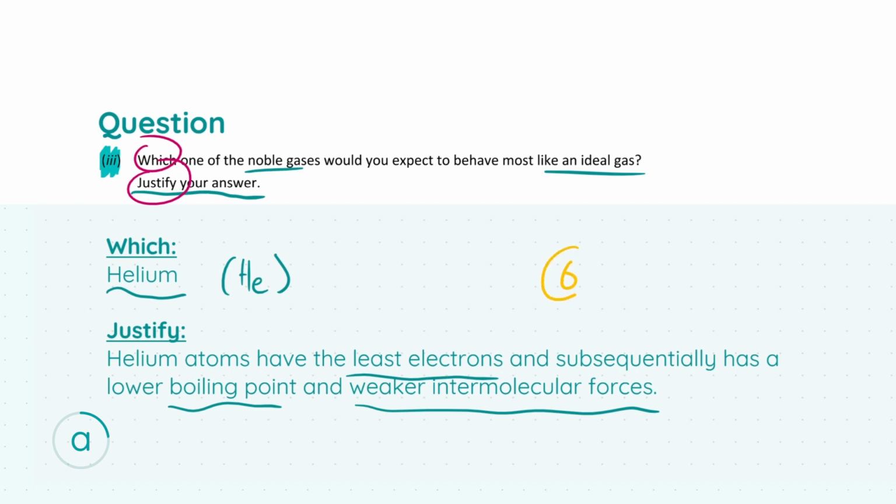So there's a total of 6 marks going for this question, and the breakdown was as follows. You got 3 marks for correctly getting the answer, which in this case was helium, and then your justification got 3 marks.